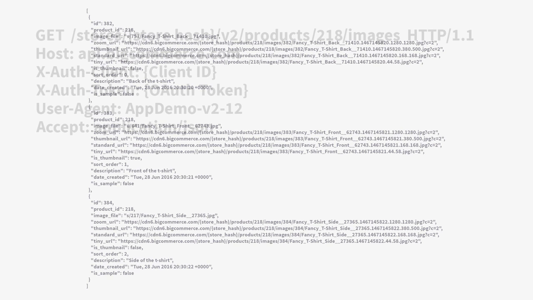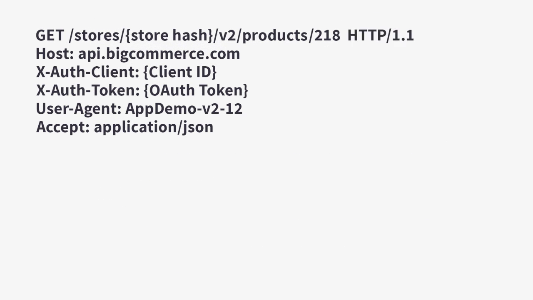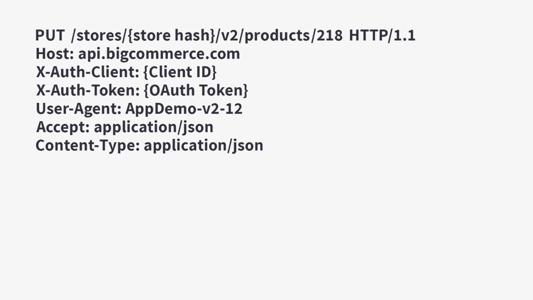Now, let's take a look at how we can modify this product. Sending a PUT request to the product object can modify fields on that product. For example, an app can make this product invisible by sending a PUT request to the product's URL. The request contains a JSON object in the body. Only the fields that are being modified need to be included in the JSON object, so the request body will only include the is_visible field and set it to false.